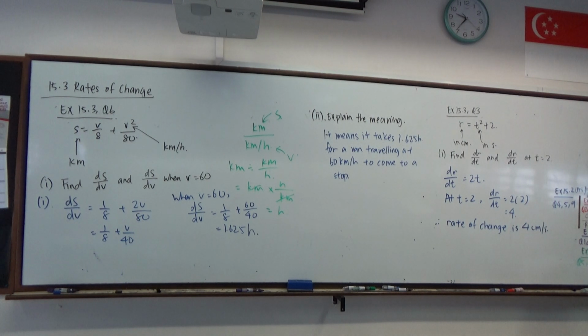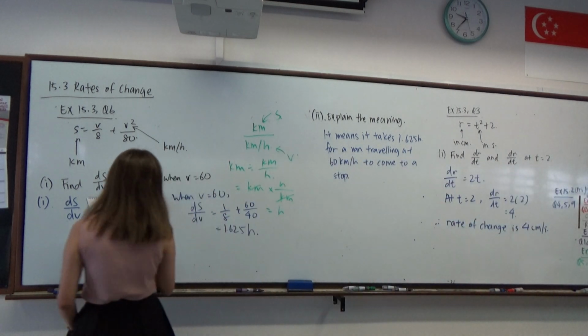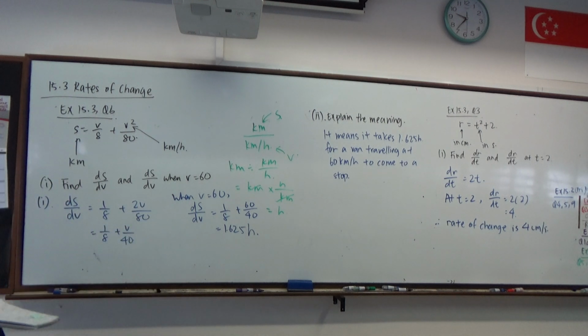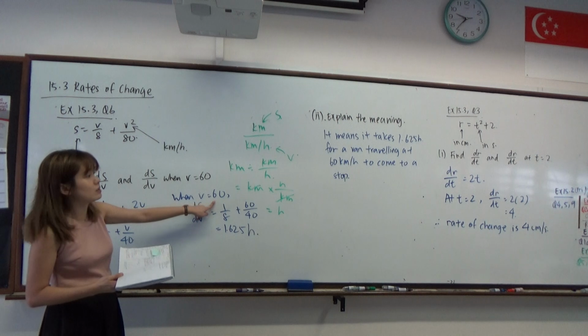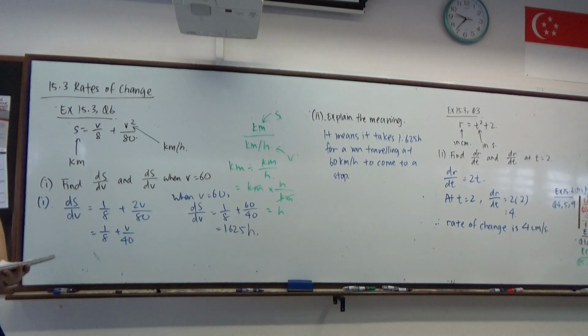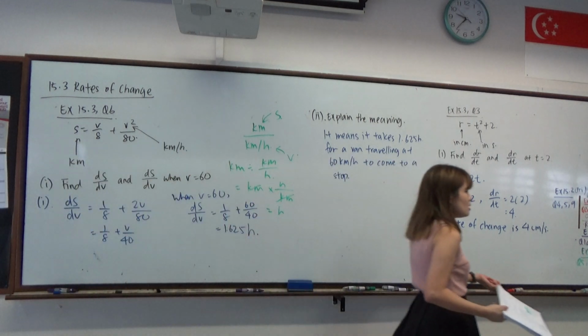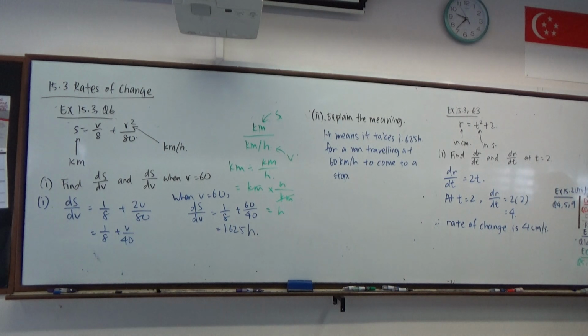We do not know what the stopping distance is. It can be calculated, but we do not need to do that. We just need to interpret our answer in part 1, which is 1.625 hours. That means it is 1.625 hours for a van traveling at 60 kilometers per hour, because we're looking at v equals 60, for it to come to a stop. This is a unique example whereby we're not looking exactly at the rate of change, but at the meaning of the gradient of the tangent if a graph were to be drawn. Understand what I'm saying?